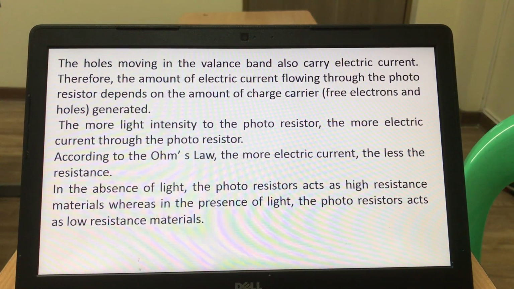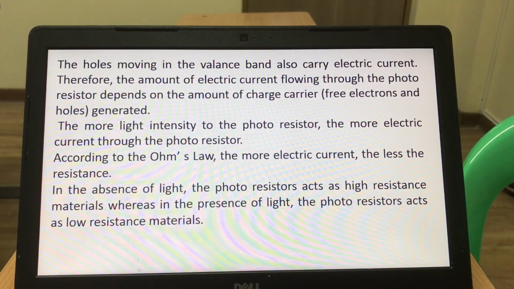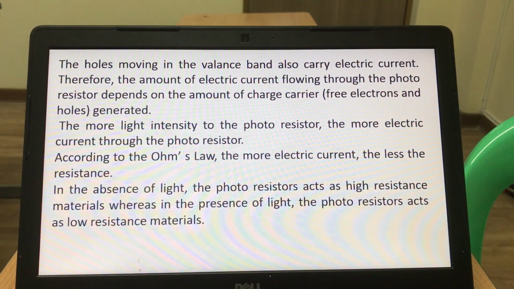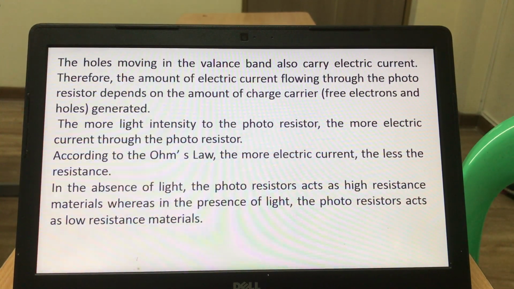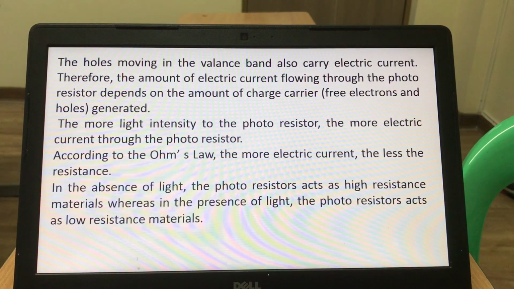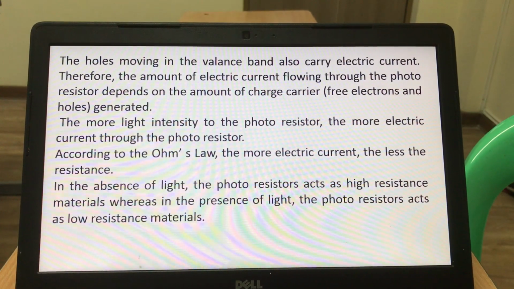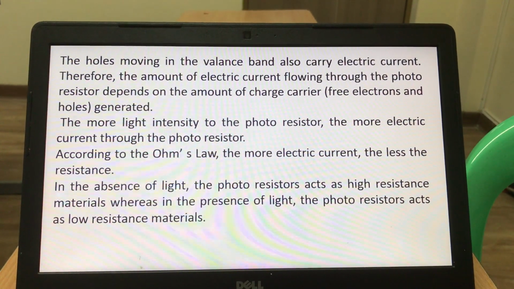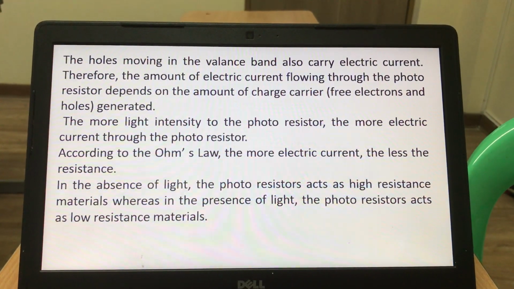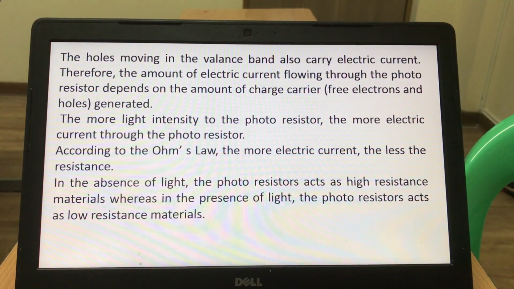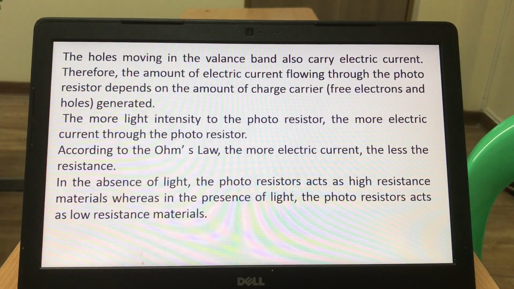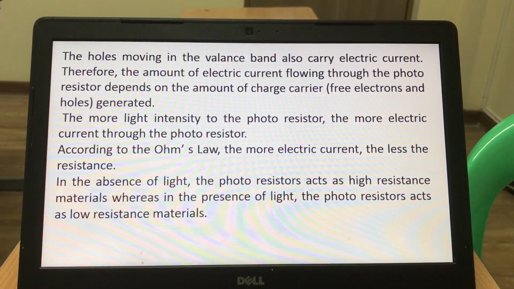The more light intensity on the photoresistor, the more electric current through the photoresistor. According to Ohm's law, the more electric current, the less the resistance. In the absence of light, the photoresistor acts as a high resistance material, whereas in the presence of light, the photoresistor acts as a low resistance material.